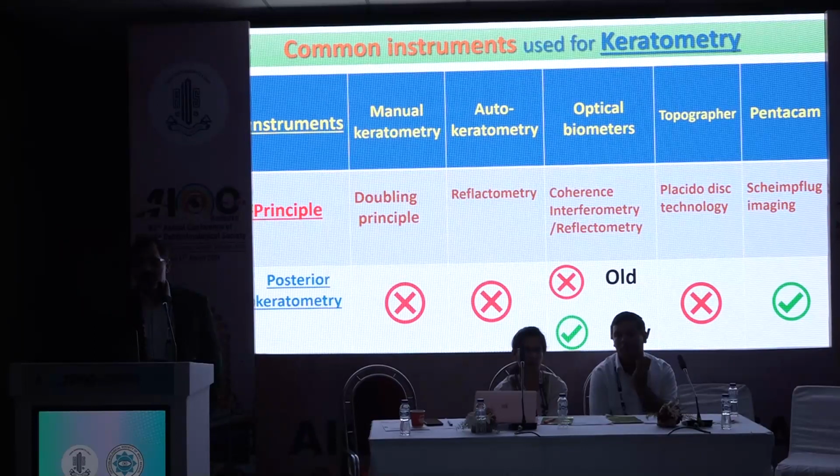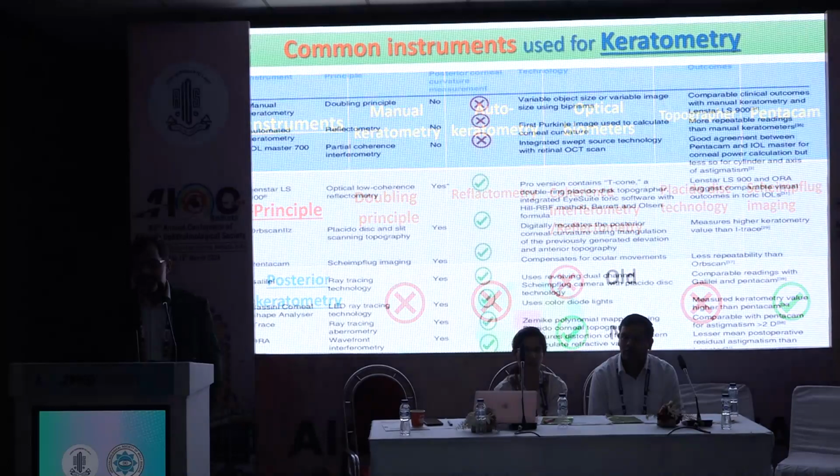These are some common instruments which are used for keratometry: manual keratometer, autokeratometer, optical biometers, topographer, and Pentacam. Out of these, the newer optical biometers and Pentacam measure the posterior corneal astigmatism also, the posterior curvature also. So they will give you total corneal astigmatism.